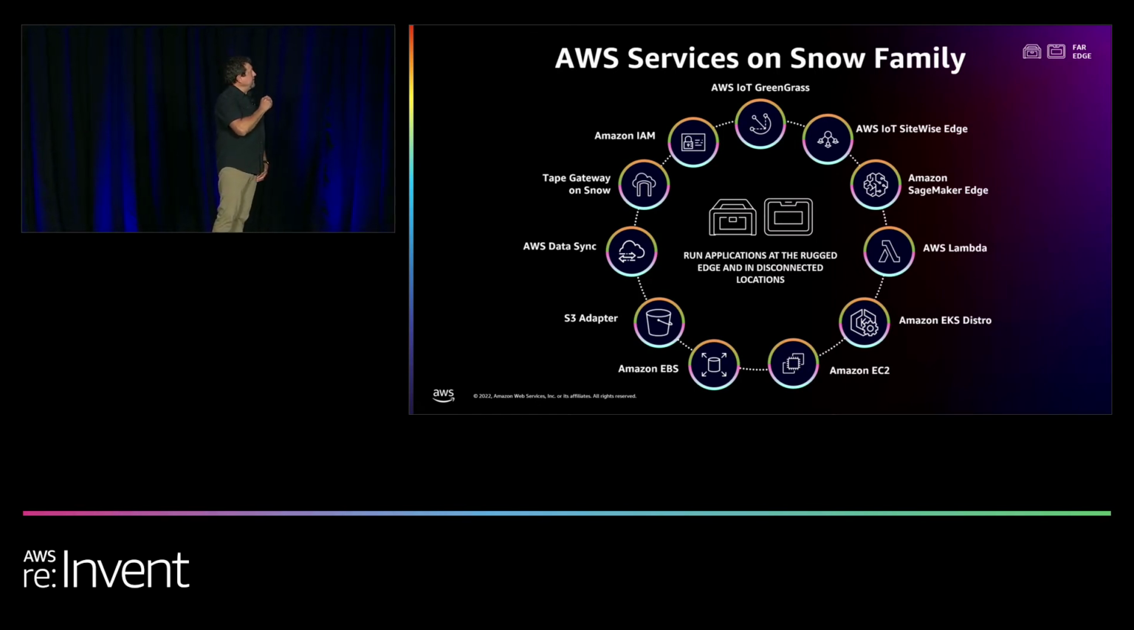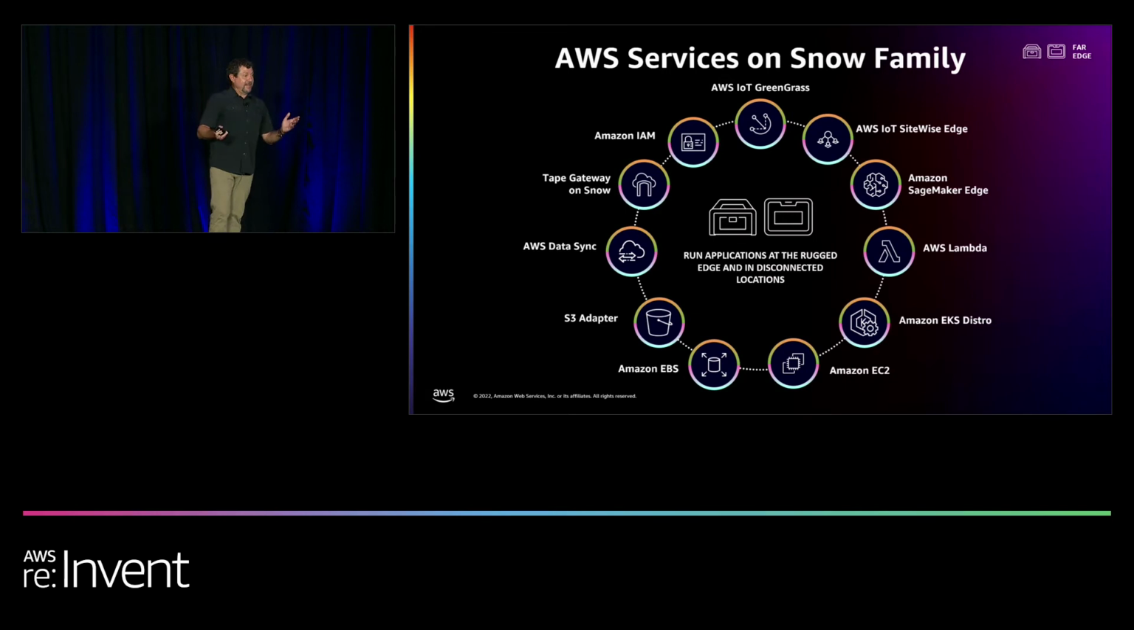In terms of AI/ML, we support IoT Greengrass. So IoT Greengrass will actually allow you to run Lambda functions out at the edge if you want to go even lighter weight than a container, as well as services like IoT SiteWise Edge and SageMaker Edge, where you can run inference models out at the edge.